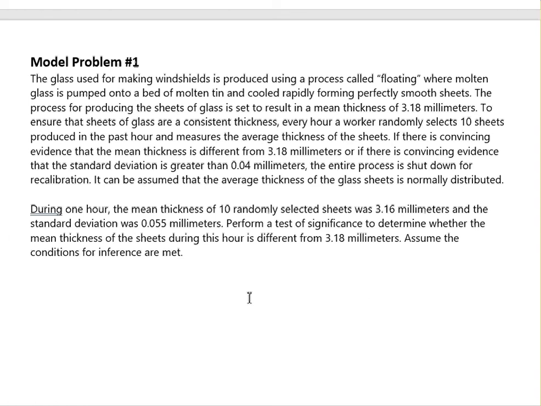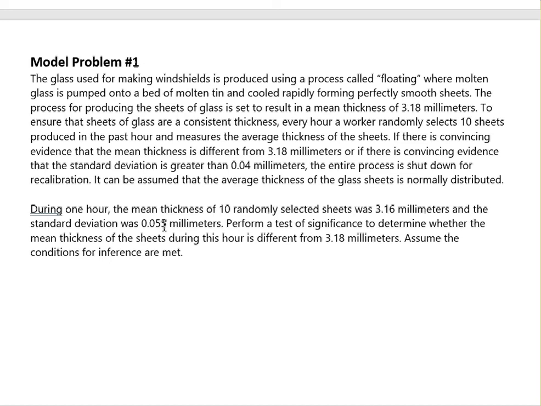Okay. The glass used for making windshields is produced using a process called floating, where molten glass is pumped onto a bed of molten tin and cooled rapidly, forming perfectly smooth sheets. The process for producing the sheets is set to result in a mean thickness of 3.18 millimeters to ensure that the sheets of glass are consistent thickness.